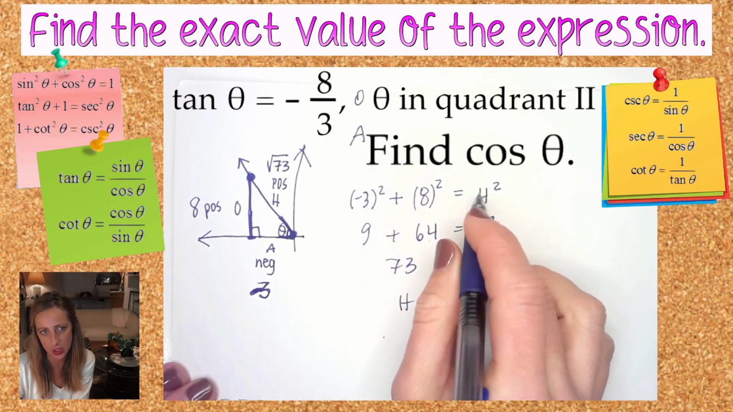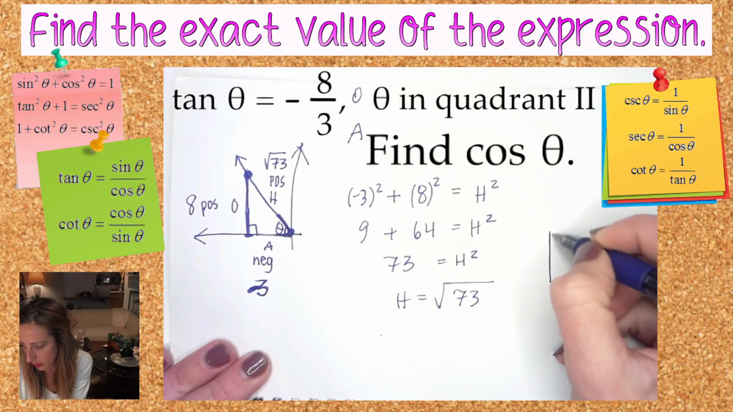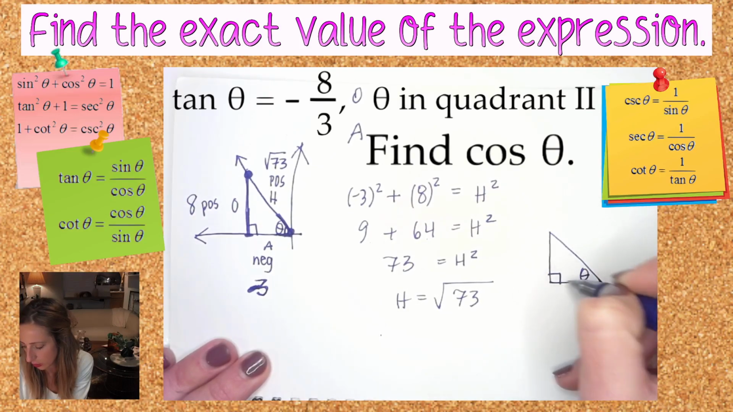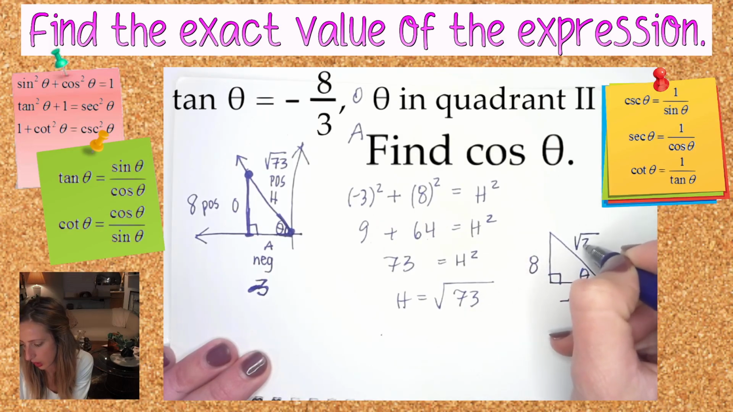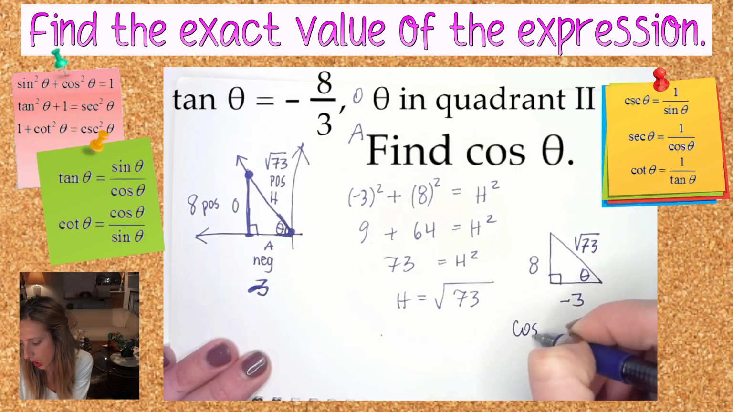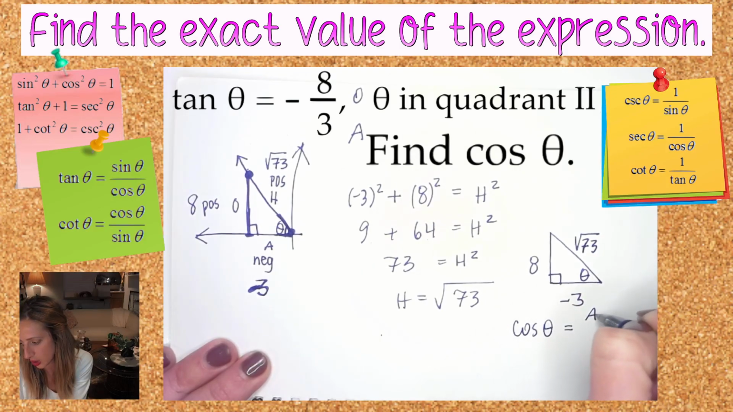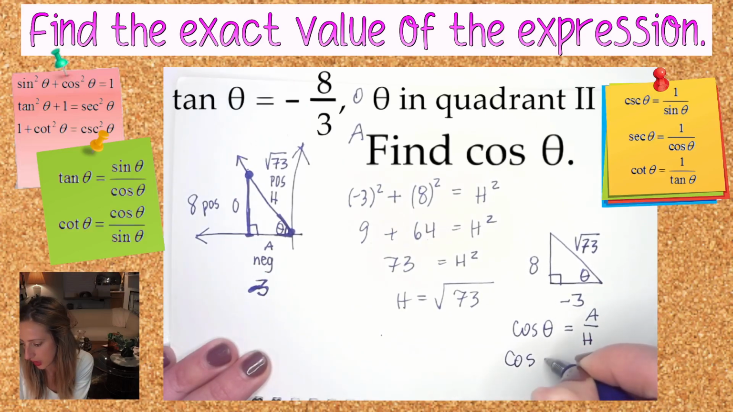And I want to find now the cosine of theta. So let's just take a moment to redraw this a little bit nicer, cleaned up. There's theta, right angle, -3, 8, and the square root of 73. Cosine of theta is equal to the adjacent over hypotenuse. That means that cosine of theta is going to equal, well, what's the adjacent? -3 over the hypotenuse, which is root 73.